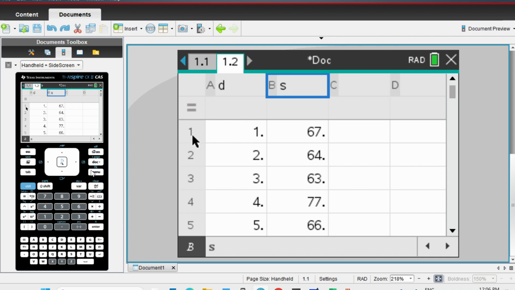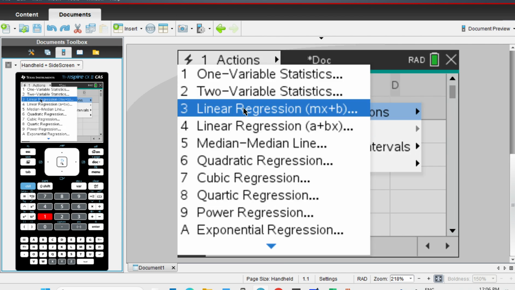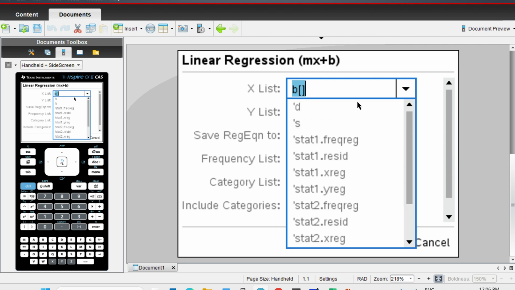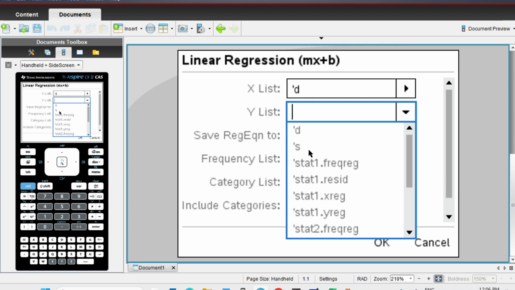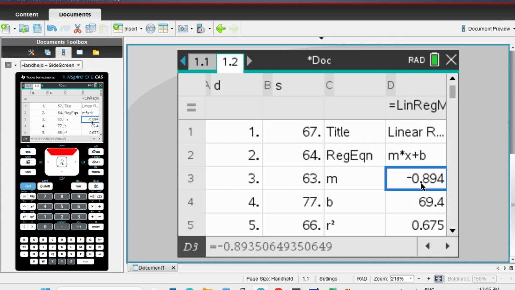Okay, and so now I will go menu, number 4, statistics, number 1, stat calculations, and I'm going to go linear regression, mx plus b. So I'm getting a linear regression of this trend line. I'll enter D for days in the X list, S for sales in the Y list, say OK, and here is the gradient and the y-intercept of this trend line. You might want to pause the video at this stage and try writing down the linear regression for this example. Then I'll have a go at it.